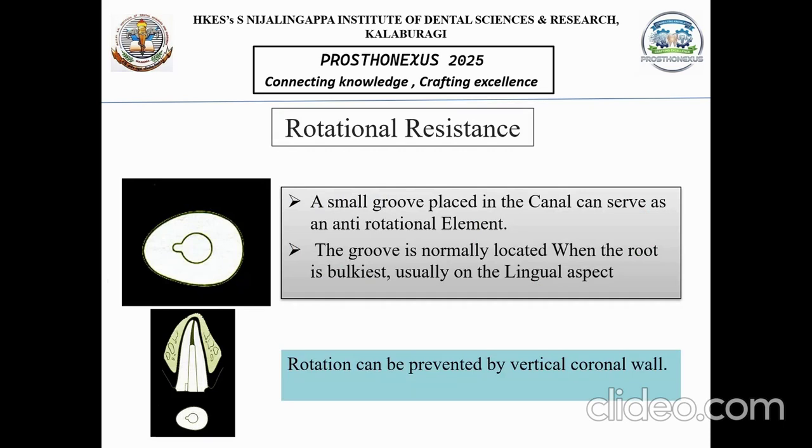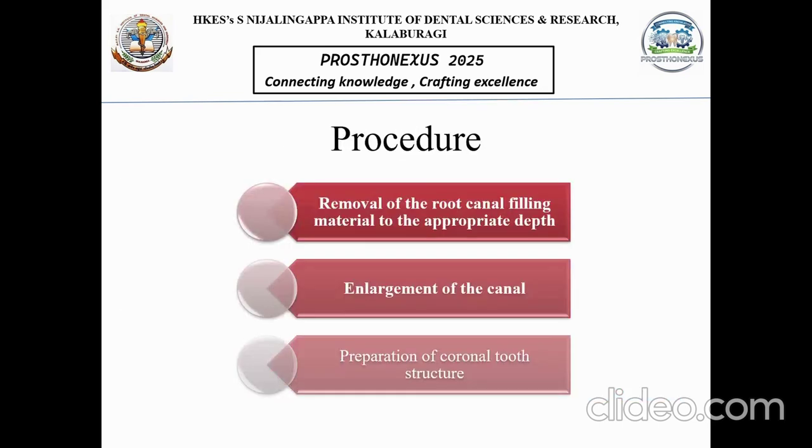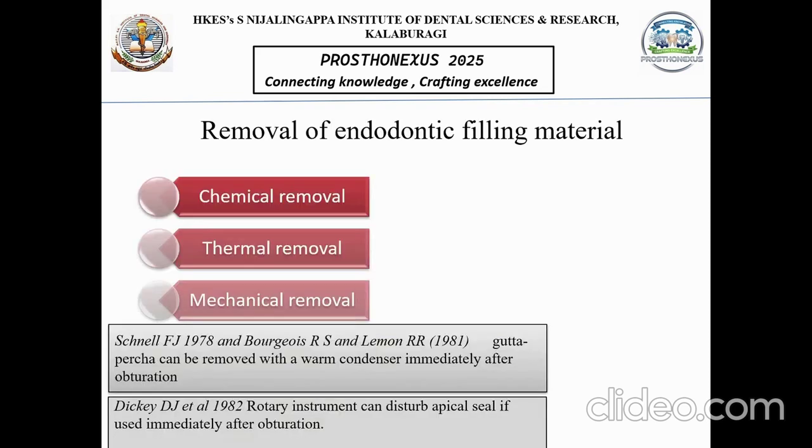Rotational resistance: a small groove placed in the canal can serve as an anti-rotational element. The groove is normally located where the root is bulkiest, usually on the lingual aspect. Rotation can be prevented by vertical coronal preparation. Removal of the root canal filling material to the appropriate depth, enlargement of the canal, preparation of coronal tissue. Removal of endodontic filling material.